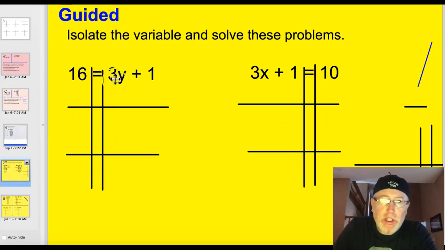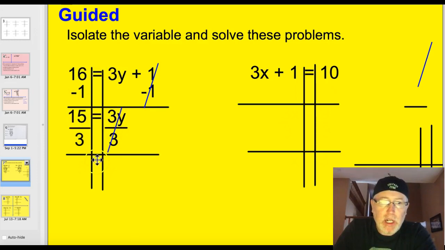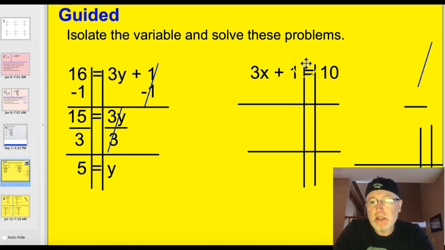All right, in this equation here, we have multiplication and addition, so we're going to have to first subtract 1 from both sides, and we end up with 15 equals 3y. Now we can divide by 3 on both sides, and we can isolate that down to be y equals 5, or 5 equals y. Let's just pop it in. 3 times 5 is 15, plus 1 is 16. Good.